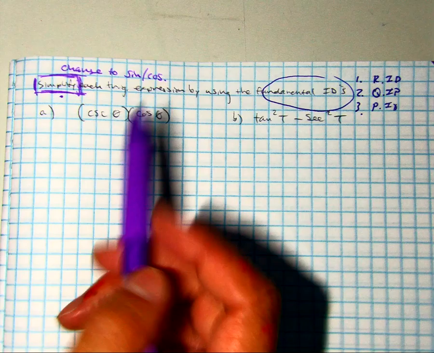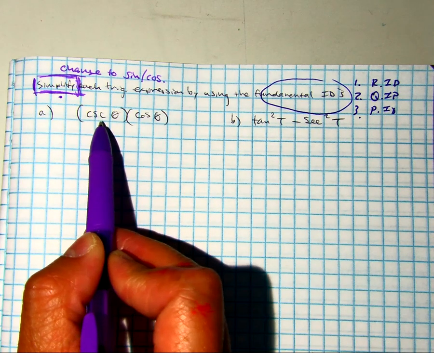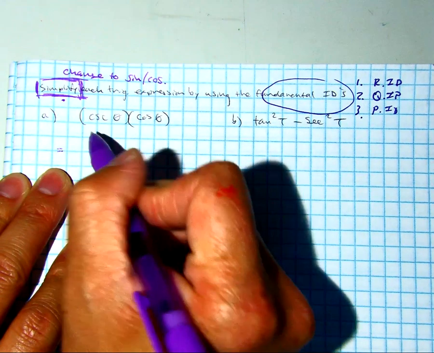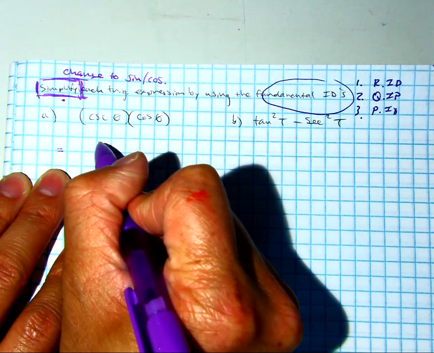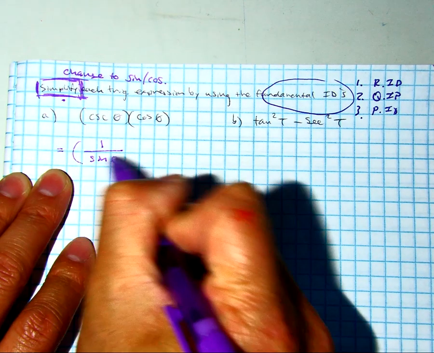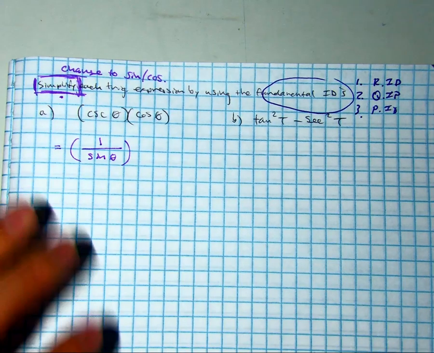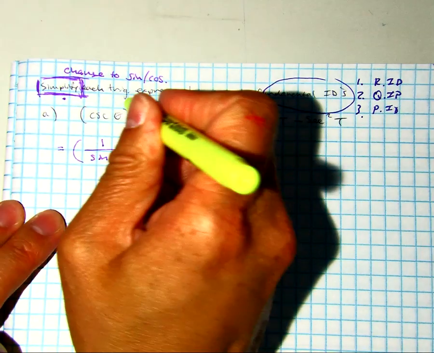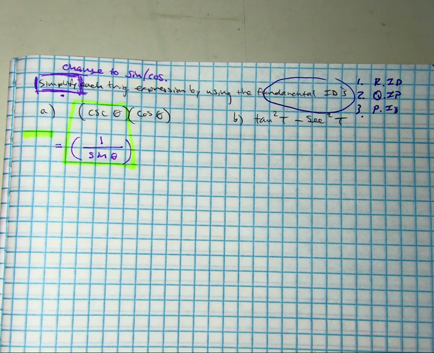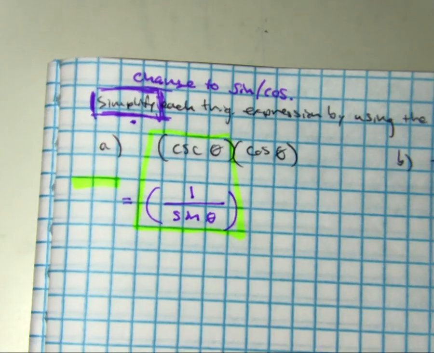Alright, Aaron. Do you want to do anything with cosecant? Yes. I turned it into its reciprocal identity, 1 over sine of theta. Correct. Let's write that. Which identity did you use? The reciprocal identity. Reciprocal identity is correct.